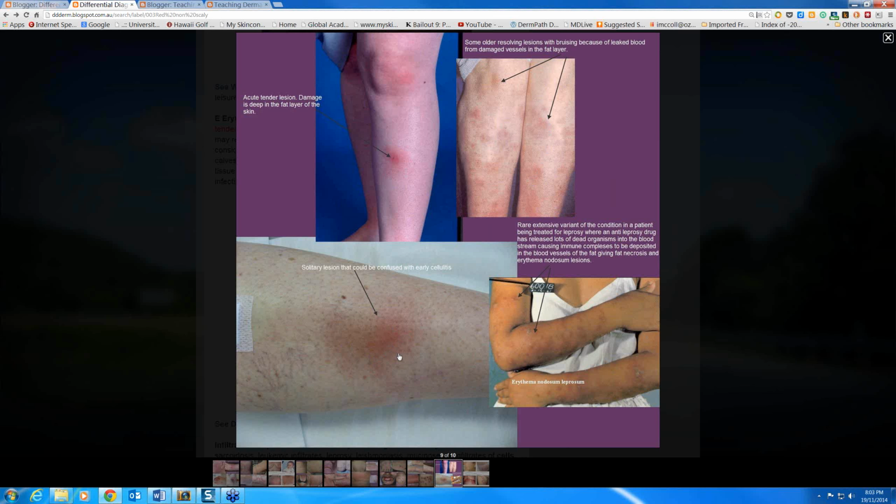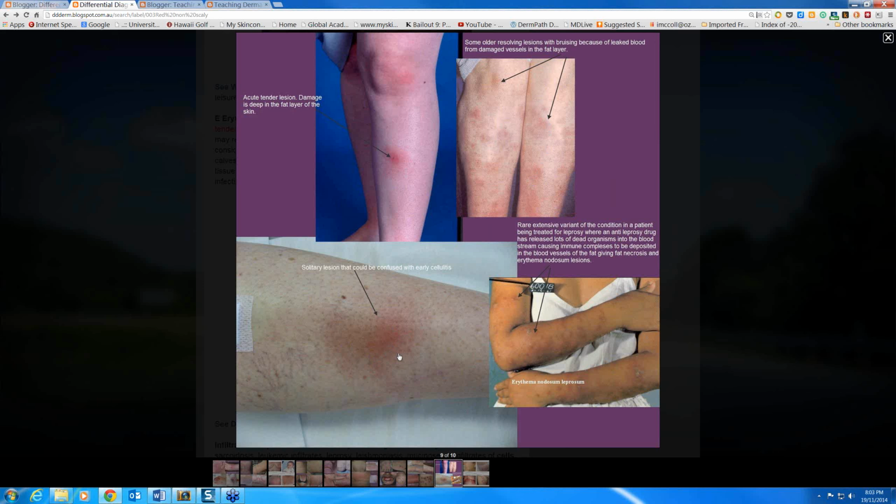That's where the blood vessels run. That's where immune complexes have got deposited. That's where there's then damage to the fat and release of a little bit of blood that gives the bruising afterwards. Erythema nodosum often occurs in women who come off the contraceptive pill. It can occur also if you've got an underlying condition called sarcoidosis. It can occur after streptococcal throat infections.